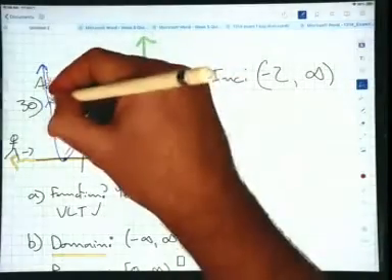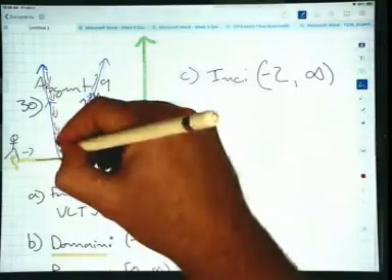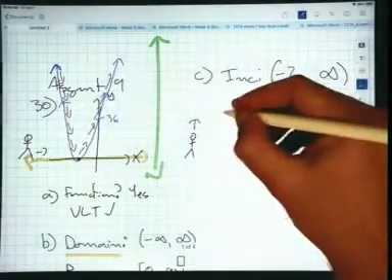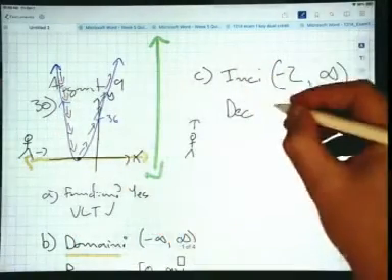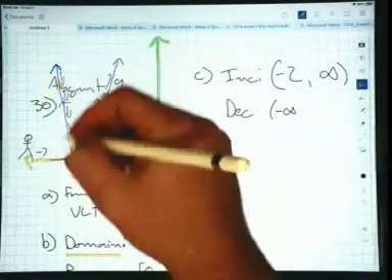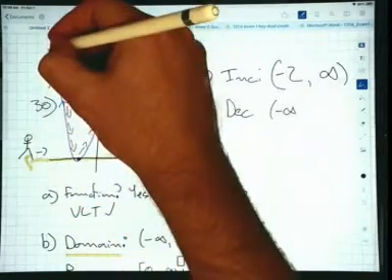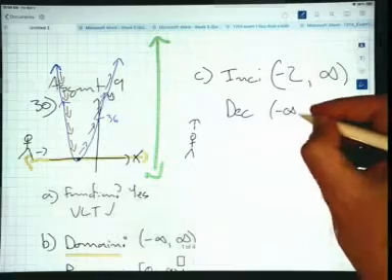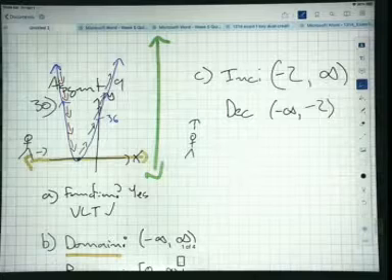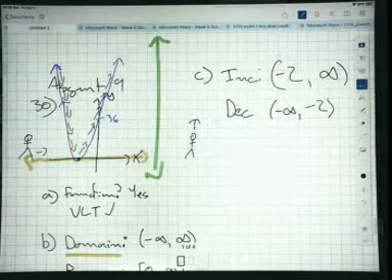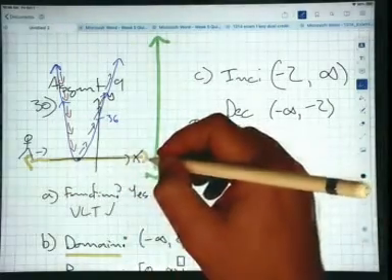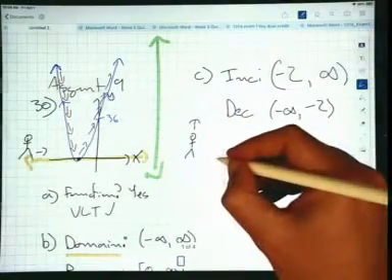The graph is decreasing. Again, you're taking a stroll along the x-axis. And starting way out here at negative infinity, I'm observing that as I'm looking up, the graph is going down. As I'm strolling along the x-axis, I'm seeing that the graph is going down, and it's going down all the way to the point where I get to negative 2. Does that make sense? About increasing and decreasing? It's all about your stroll along the x-axis.